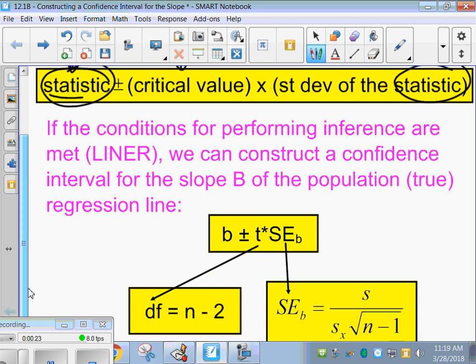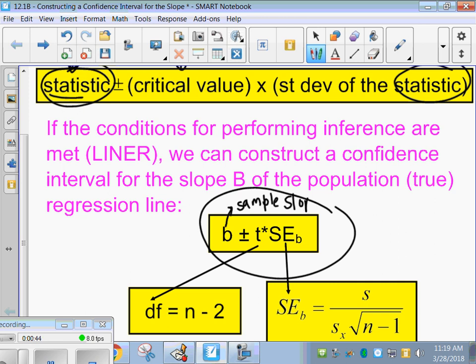So don't forget, yesterday we talked about LINER. Those are the conditions that you're going to check. So linear, independent, normal, equal standard deviations, and random. And then we can go ahead and construct a confidence interval. So here's the formula you want to write down. Little b is the sample slope. We're using that to predict the population slope.